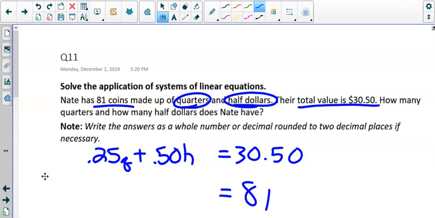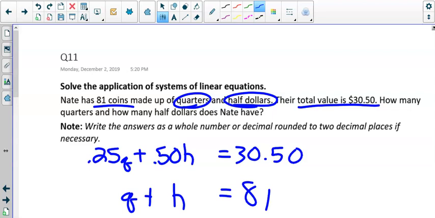Now, what's the next equation? Q plus H, because this is all about the amount of coins I have. And however many quarters plus however many half dollars better be 81. So this is all about coins, coins, coins. Money, money, money. Make sense? Now all we do is pick our method and solve it.